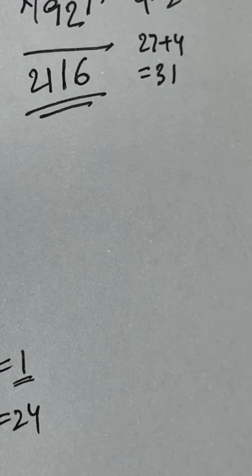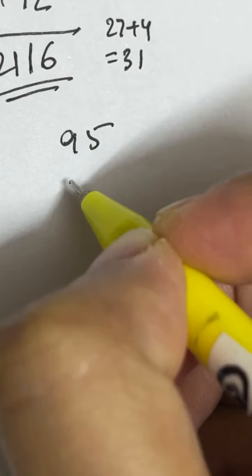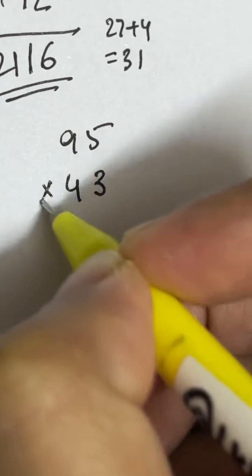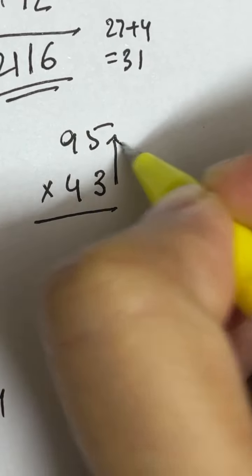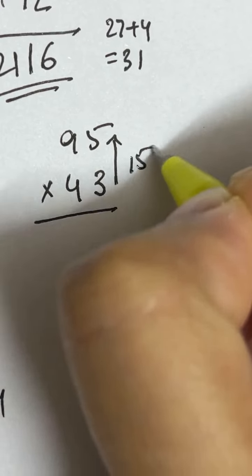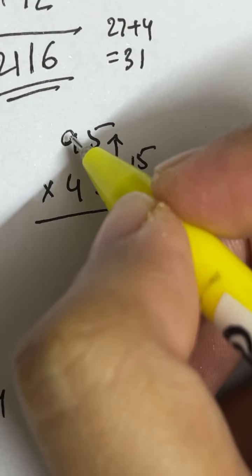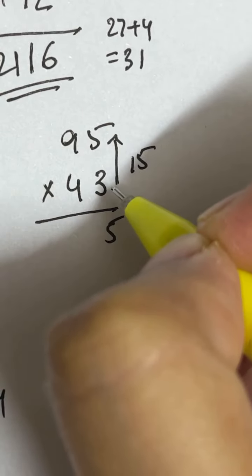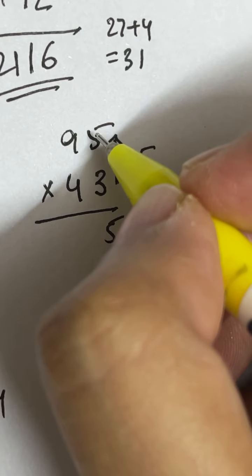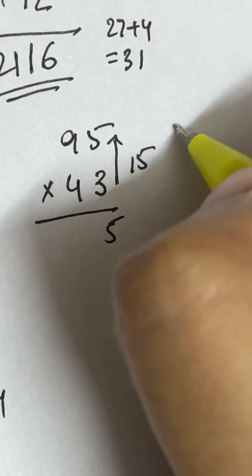For example, if you take 95 and 43. Okay, let's multiply. 5 times 3 is 15. I'll take 5, carry over. So the carry over goes to that cross multiplication. 9 times 3 is 27. 27 plus 20 is 47, plus 1 carry over. That's 48. I'm going to write that down here.